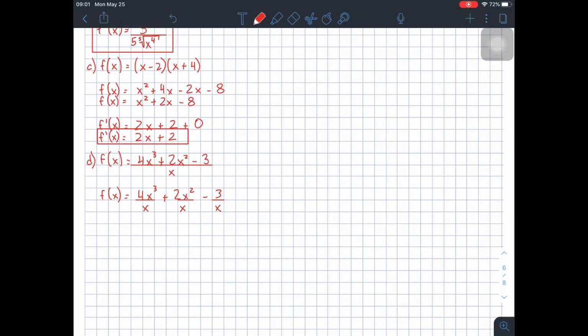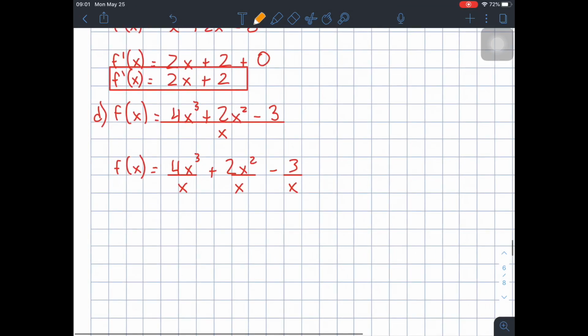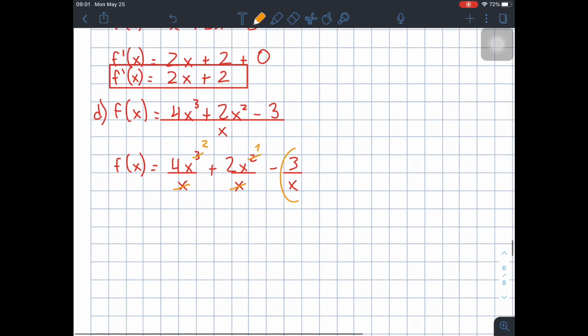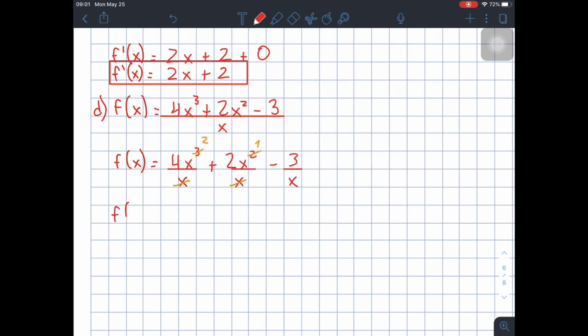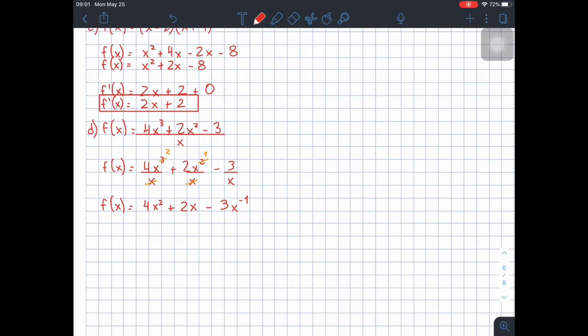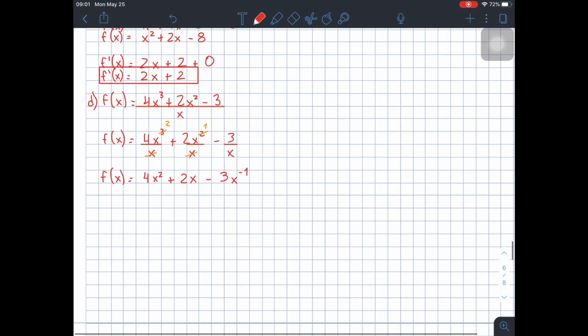And I can simplify each of these terms. For example, in the first case, x goes with this cube and becomes squared. This one eliminates with this one and we get 1. And 3 over x, I'm going to take the x up in order to have it in the numerator and be able to differentiate. So if I rewrite this expression, this would be 4x squared plus 2x minus 3 times x to the power of negative 1. And now I know how to differentiate this, right?